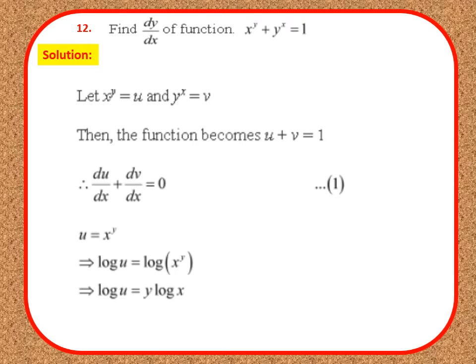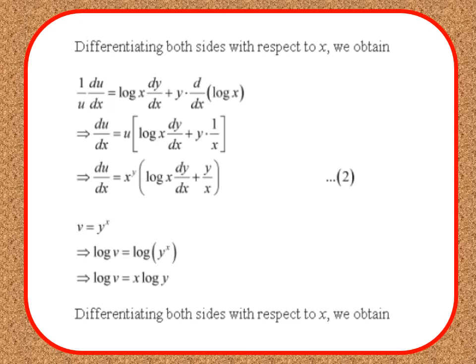So we have u equal to x^y. Since an exponent is there, taking log, so log u is equal to what? y into log x. So differentiating both sides with respect to x, we will get 1/u du/dx, and applying the product rule to the RHS, we are getting log x dy/dx plus y times the differentiation of log x. So multiply u to the RHS, you will get du/dx as your equation 2.